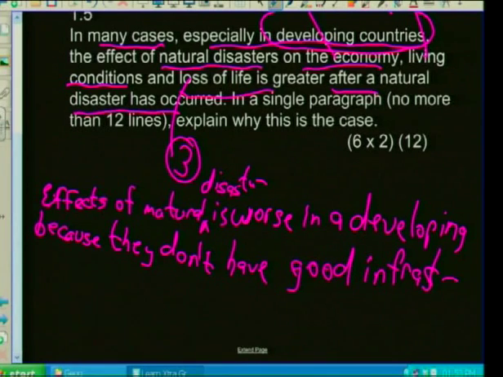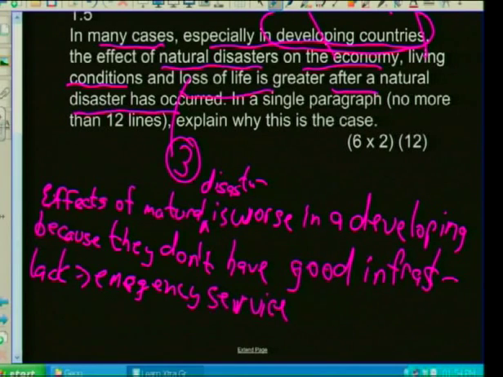We could also make a point here and talk about a lack of funds for emergency services. Any point to raise that issue, emergency services. So if we are illustrating that and we're putting down just they don't have proper infrastructure, the economy is not very strong, etc., we can get our 2 marks.